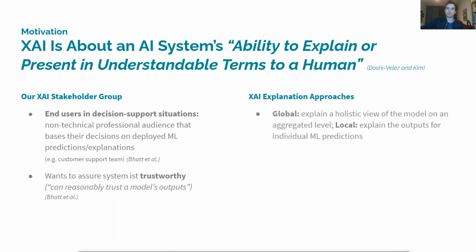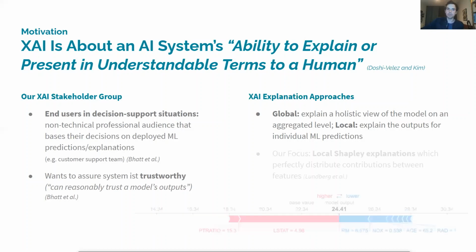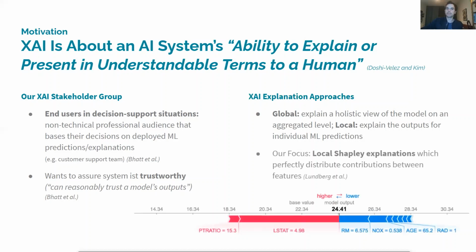Various explanation approaches have been proposed in XAI. Global explanations, on one hand, aim to provide holistic insights about the model behavior to understand its typical behavior, while local explanations aim to examine an individual prediction of the machine learning model. In our work, we focus on local Shapley explanations. Shapley explanations are widely used in practice. They perfectly distribute the prediction outcome, for example, a probability, among the features that contributed to this prediction.